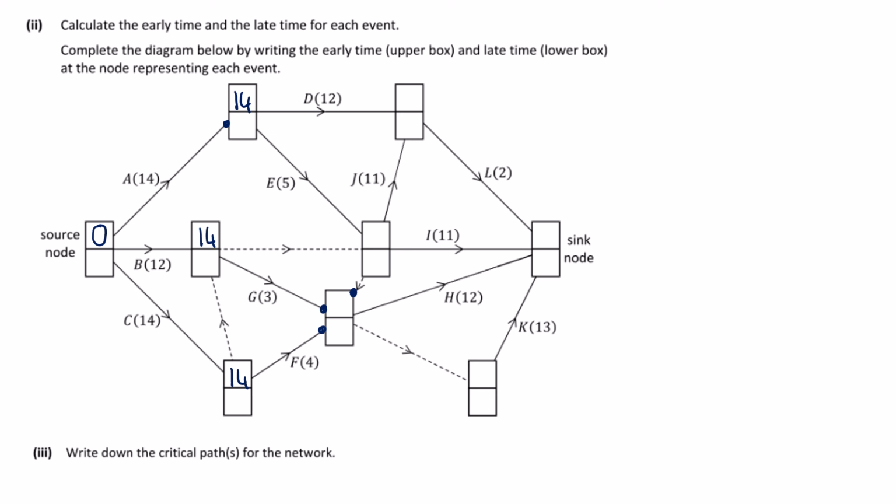So then let's look at this node. We have 2 feeding into it. We have the dummies, that'll be 14, or E, which is 19. So that will give us 19. I can do this one, which is if I come from D, it's going to be 26. If I come from J, it's going to be 30. So 30 is the bigger option.